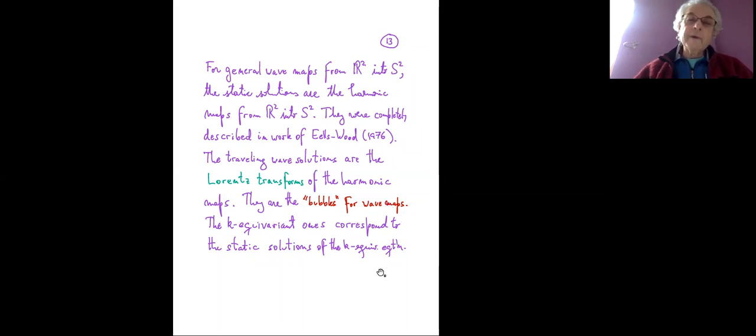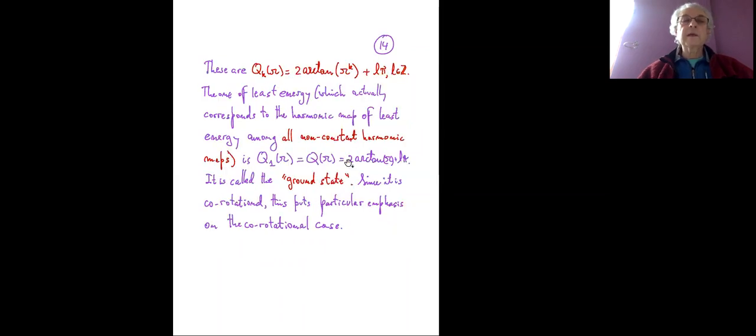The k equivariant bubbles are all static because the Lorentz transforms destroy the k equivariant symmetry. And so they're just time independent. And they correspond to the static solutions of this k equivariant equation. And these are, of course, explicitly known, and they're given by the following formula. Q sub k of r is twice arctangent of r to the k plus L pi, where L is an integer.